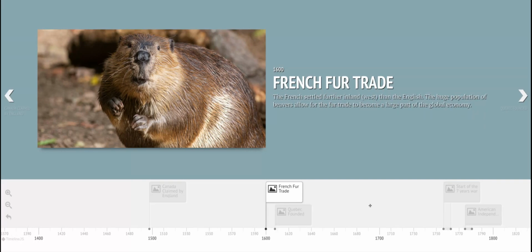In the 1600s and going forward for a couple hundred years, the French fur trade was a huge deal in the world economy. So the French settled further inland or further to the west than the English did, and there was a huge population of beavers in this area of Canada, and their fur was very valuable. So the French would trap the beavers, they would get their pelts, and then they would trade them to the rest of the world. So this was a huge part of the global economy, and it was the French fur trade.